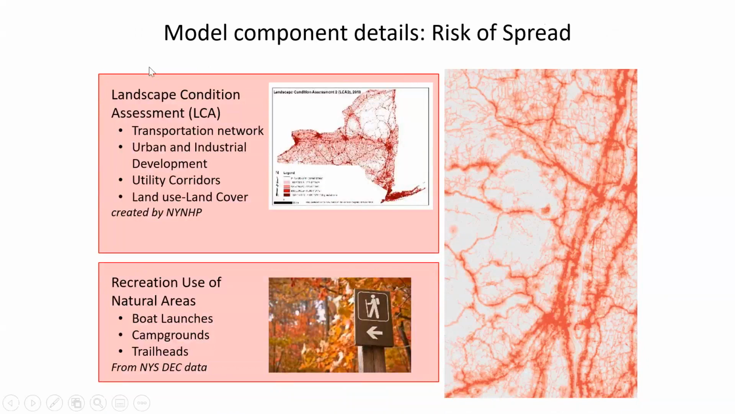And for risk of spread, we tapped into another product from the Heritage Program that was created for a different project called the Landscape Condition Assessment. This is essentially a map of the human imprints or human footprints across the state. So transportation networks, urban development, industrial development, and so forth. And then we also included where recreation uses are interfacing with natural areas, like boat launches and campgrounds and trailheads.